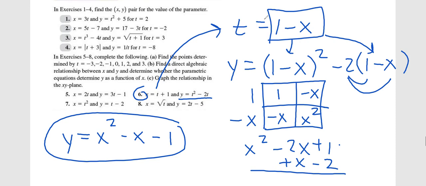So no more t. That's basically what they're asking for in part B, is find a direct relationship where there's no t involved, no parametric form. And I'm sure you're capable of using your calculator to graph.